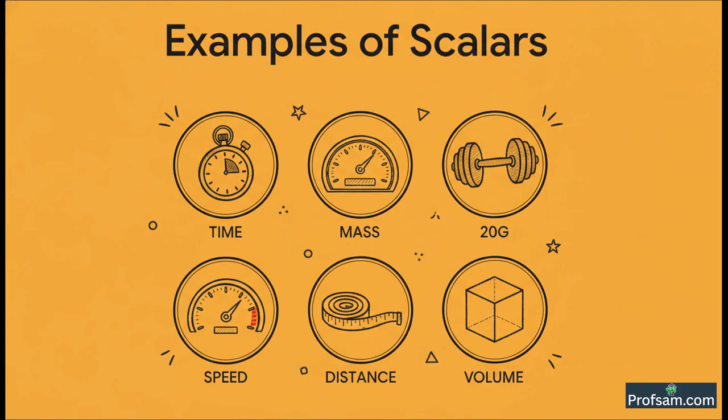And here are some perfect examples. The time remaining in the match, your speed, the distance you've covered. All of these are important numbers, right? But notice none of them tell you which way to go. They're just plain numbers. They are all scalars.